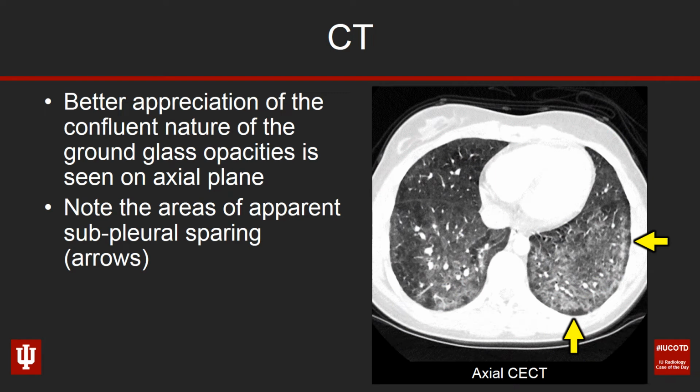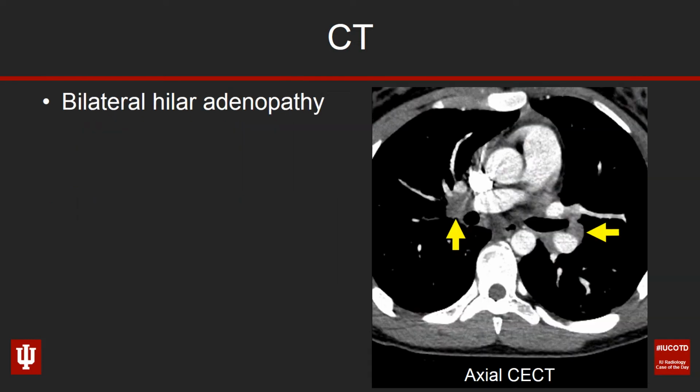On our next image, we have an axial CT on lung windows at the level of the base of the lungs. And here we can better appreciate the confluent nature of the ground glass opacities, and note some areas of apparent subpleural sparing, as denoted by the arrows. On this axial soft tissue window, at the level of the AP window, we can appreciate bilateral hilar adenopathy.